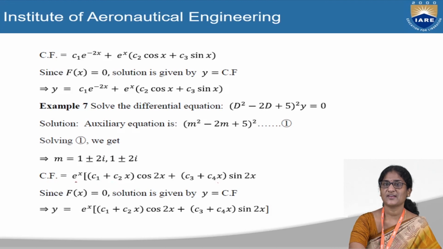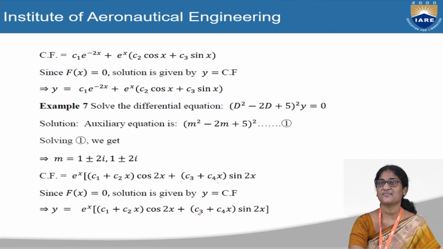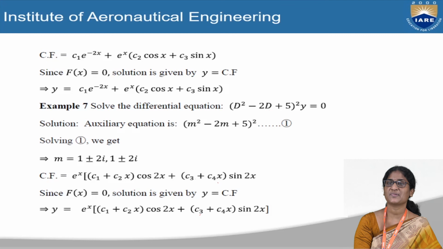As the real part is the same in both cases, we have e^(1x), that is e^x, times the bracket: (c1 + c2x) cos 2x + (c3 + c4x) sin 2x, because each root is repeated. This is how we can give the complementary function for this type of differential equation, (D² - 2D + 5)² y = 0.